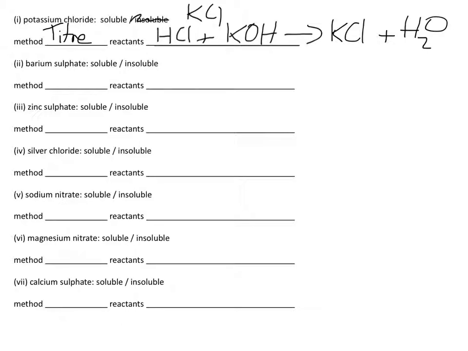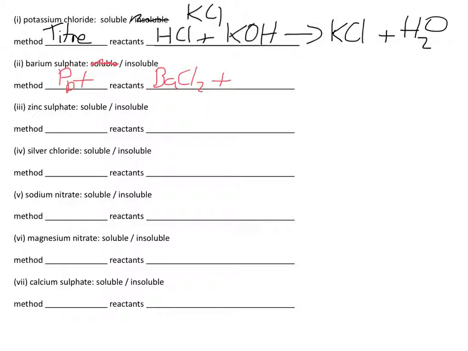Okay, next one. Barium sulfate. Have a look at your rules. Is it soluble or not? It's not. It's insoluble, so we're going to have to use the precipitation method. And we need to choose two soluble compounds to start with, in other words, two solutions to use. So we need something to supply barium. Let's choose a halide of barium, so barium chloride.